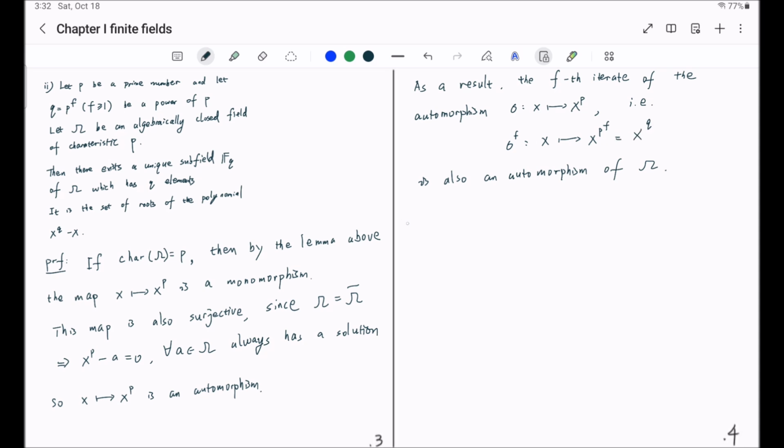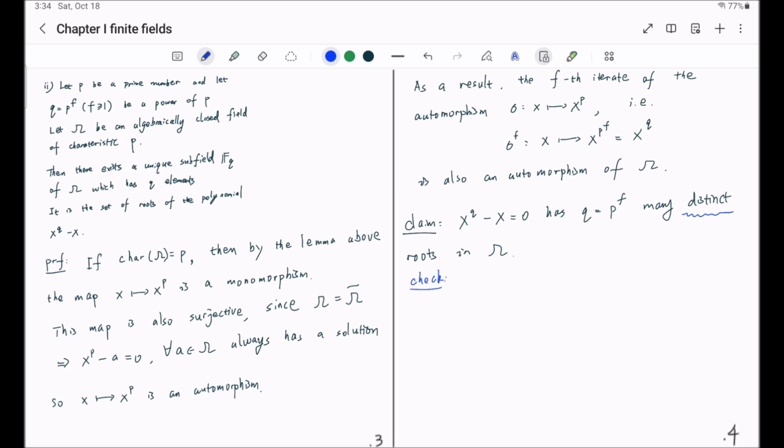And now we claim that the equation x to the q minus x equal to 0 has q equal to p to the f many distinct roots in omega. And the key word here is distinct. Why is this so? So now let's check the claim.